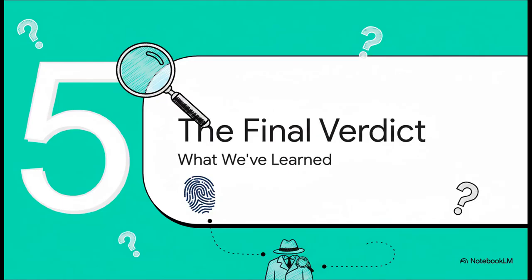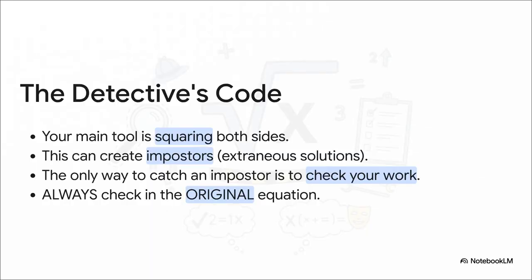So we've investigated simple cases, we've unmasked imposter solutions, and we've tackled those tricky multi-radical problems. What's the final verdict? What's the big takeaway here? It really all comes down to the detective's code. Rule 1, squaring both sides is your #1 tool for getting rid of radicals. Rule 2, you have to remember that this tool can create imposters, those pesky extraneous solutions. And Rule 3, the only way to catch an imposter is to check your work.